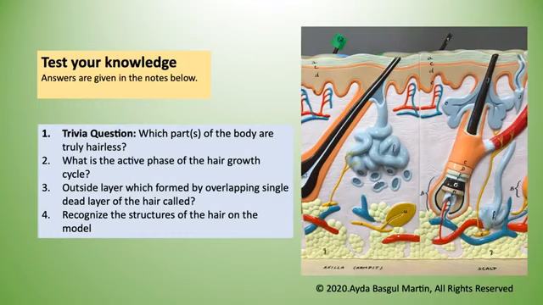Let's test your knowledge. Trivia question: do you remember which parts of the body are truly hairless? If you said lip, labia minora, glans penis, and palm and sole, you were right. Do you remember what is the active phase of the hair growth cycle? If you said anagen phase, you are right. The outside layer formed by the overlapping single dead layer of the hair is called the cuticle. Remember the layers: in the middle we have medulla, then cortex, and the outermost layer is cuticle.